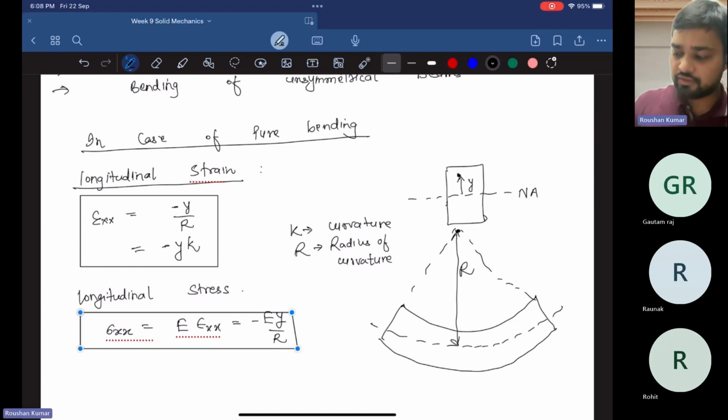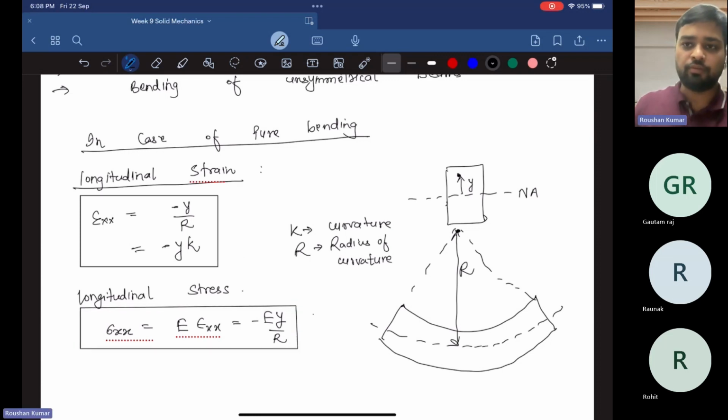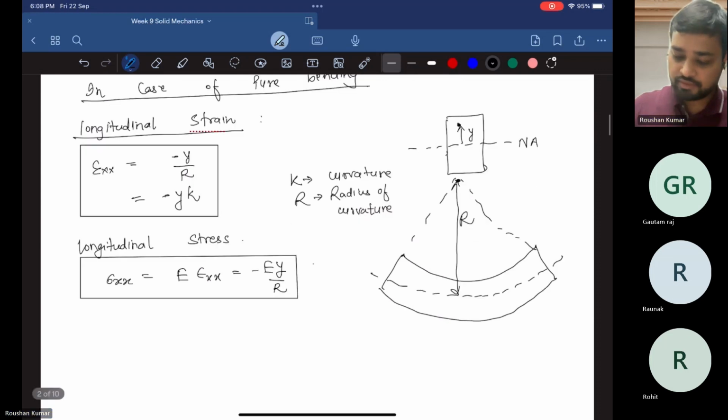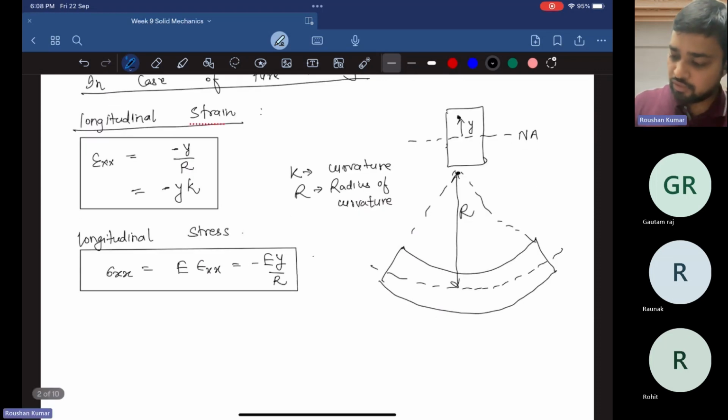I hope everyone is understanding these concepts. If anyone has any doubt during the session, please unmute yourself and ask the question. So this is the formula for longitudinal stress.